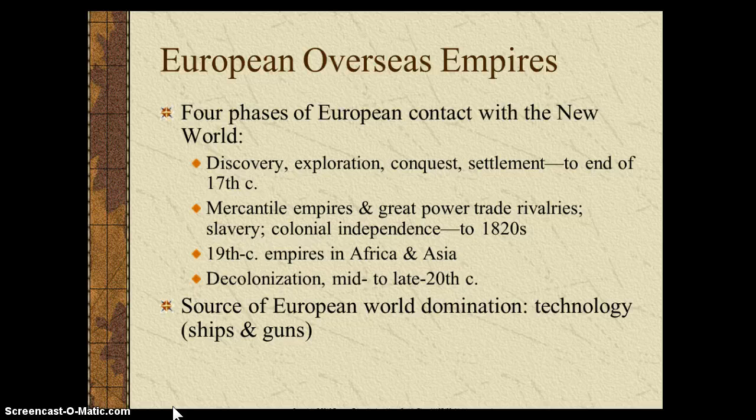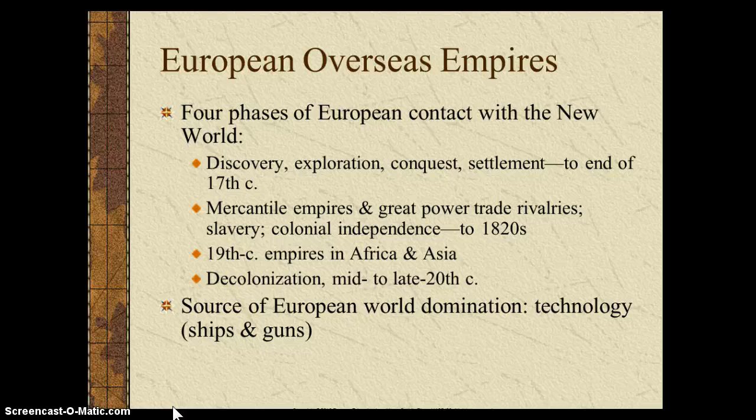Okay, European overseas empires. 4 phases of European contact with the New World. Okay, and I believe this is a test. Discovery, exploration, conquest, settlement, and to the end of the 17th century. 17th century equals 1600s. Use those different levels as a way to write an FRQ. Mercantile empires and great power trade rivalries, slavery, colonial independence to 1820s. That's when major independence movements happened in Latin America.